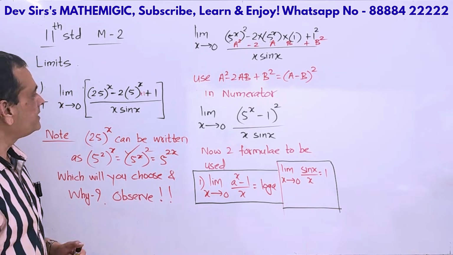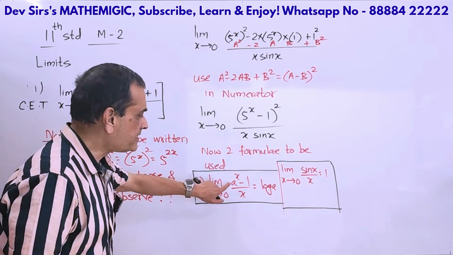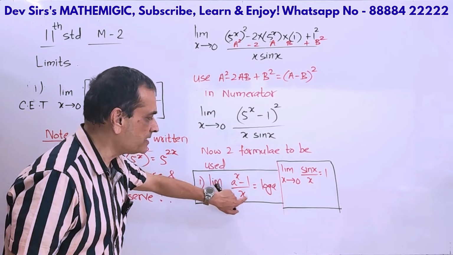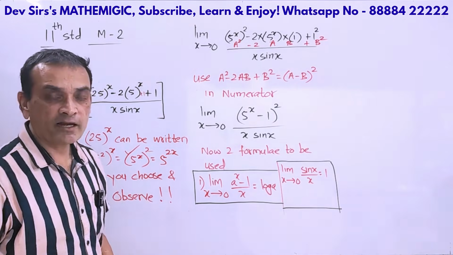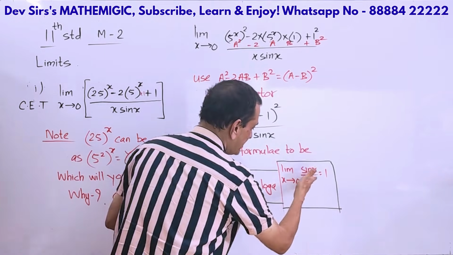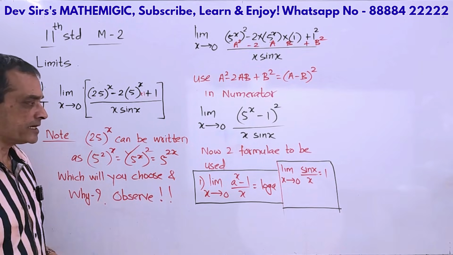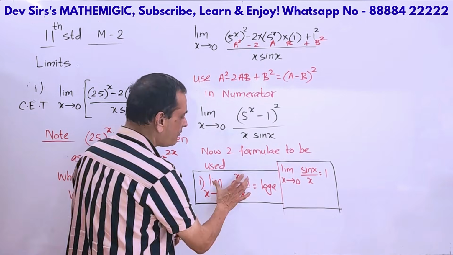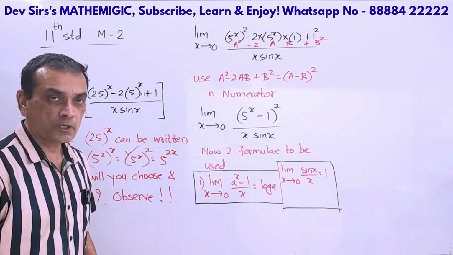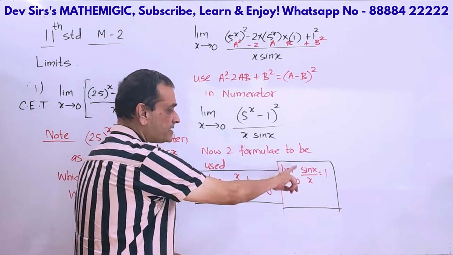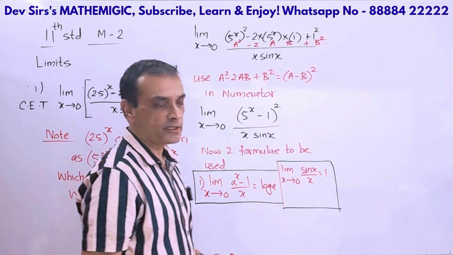Now there are two formulae to be used. One is a raised to x minus 1 upon x is equal to log a, the exponential formula. The second one we already know, sin x upon x is equal to 1. Both these formulae we will be using. This is called the exponential formula, this is called the trigonometric formula. These are limits formulae, right? Now how do we use both formulae? Let's complete the problem now.